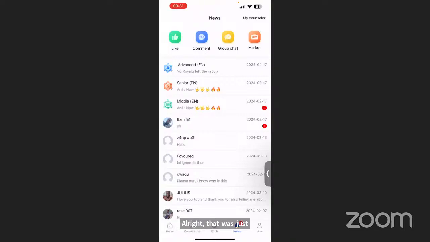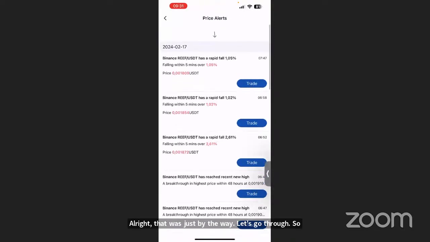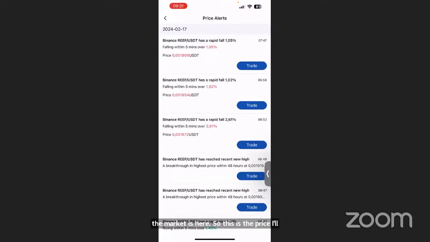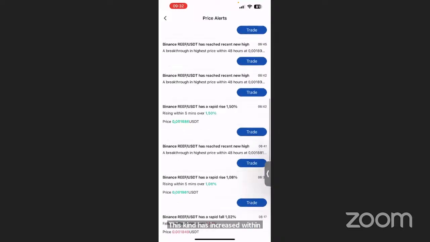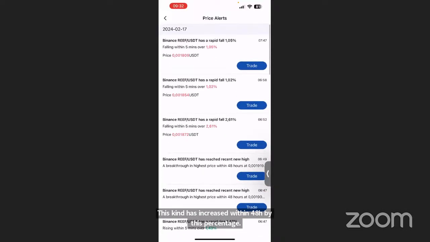Let's go to, so the market is here. So this is the price alert. Okay, so you can see once a coin drops, they'll be like, wow, this coin has dropped by 10%. This coin has increased within 48 hours by this percentage. Okay, you see all under the market, the price alerts.